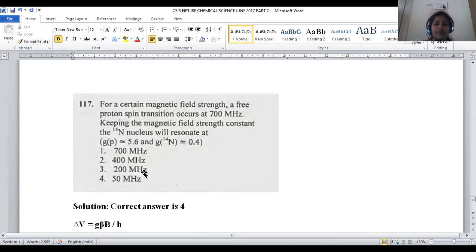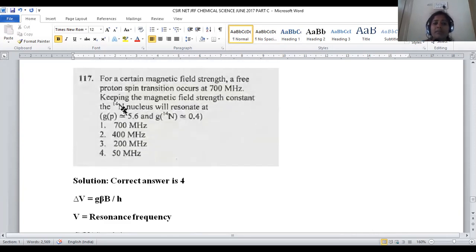Let us move on to the next question, 117. For a certain magnetic field strength, a free proton spin transition occurs at 700 megahertz. Keeping the magnetic field strength constant, the nitrogen 14 nucleus will resonate at 5.6, and the g of nitrogen 14 is given as 0.4.